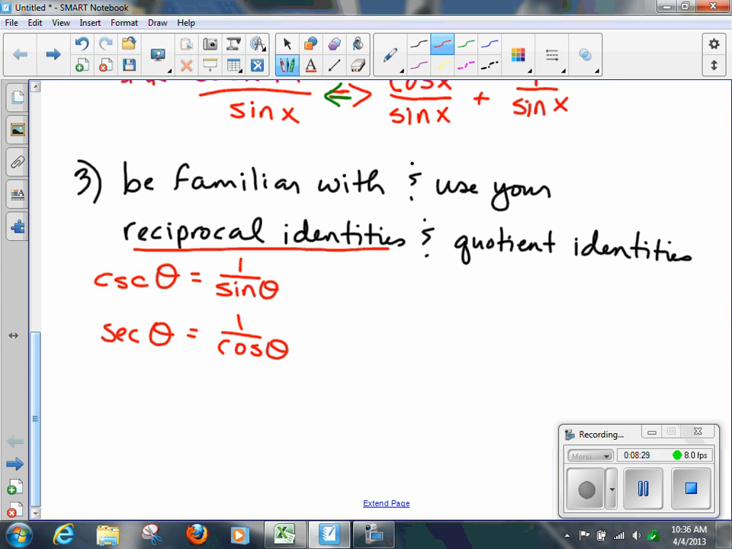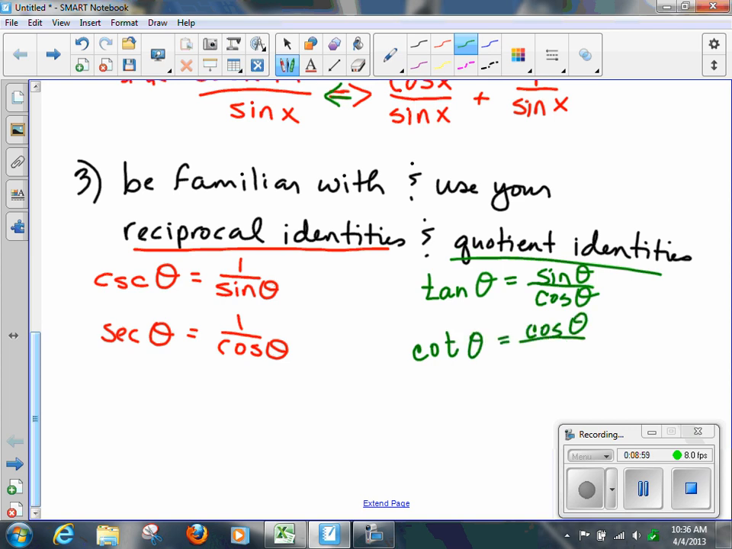Okay? Quotient identities. Those I think we probably use more than anything. What are those? Tangent and cotangent. Tangent's what, y'all? Sine over cosine. See, we use these way more. And cotangent is what? Cosine over sine.